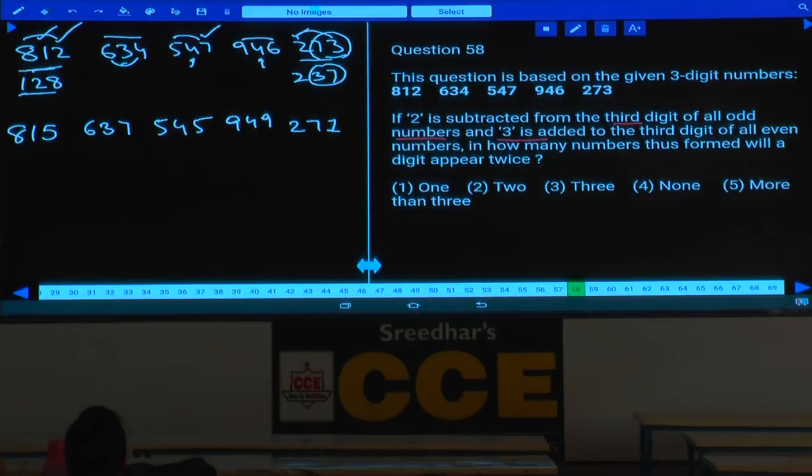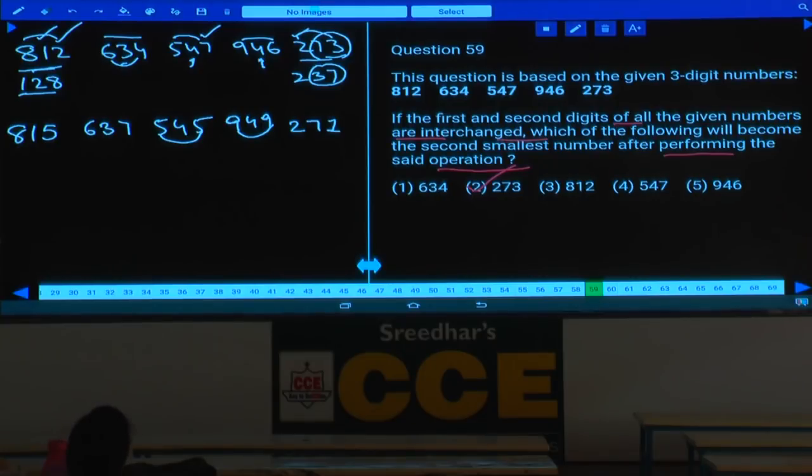Then in how many numbers thus found will a digit appear twice? Now 815, no digit appears twice, 637, no digit appears twice here, 5 appears twice here, 9 appears twice. Then how many answers here? Hence in 2 of the numbers, a digit appears twice, choice 2.